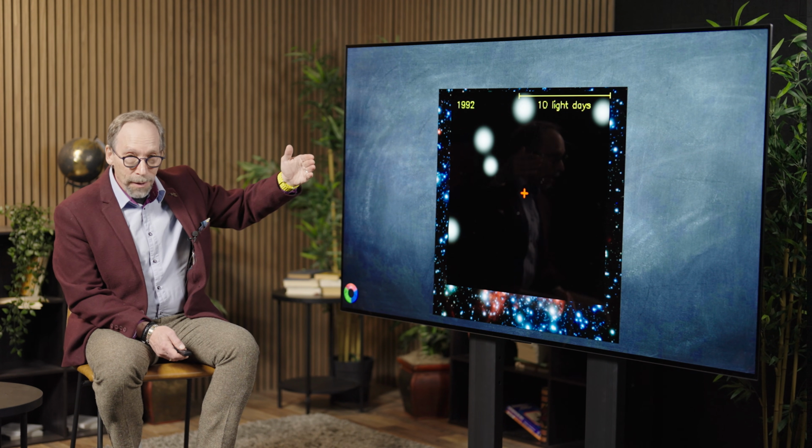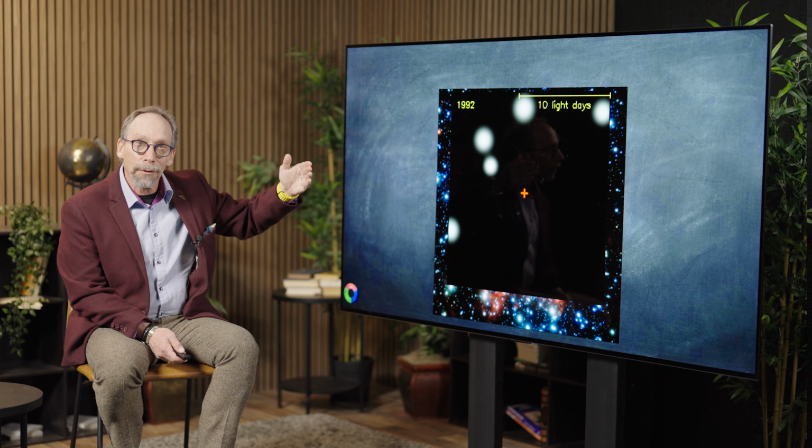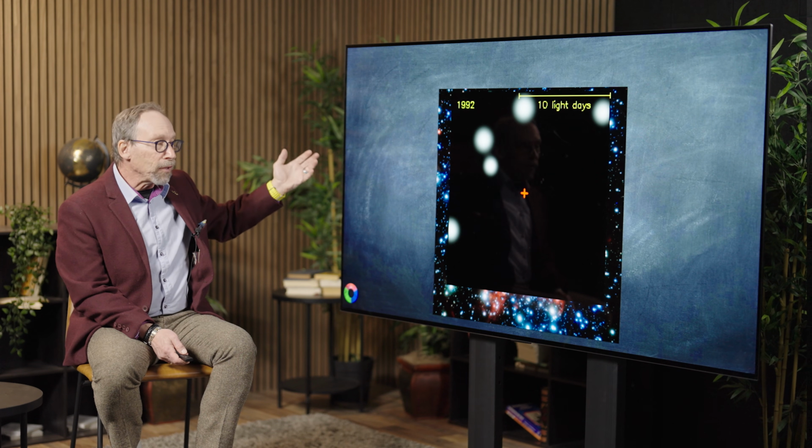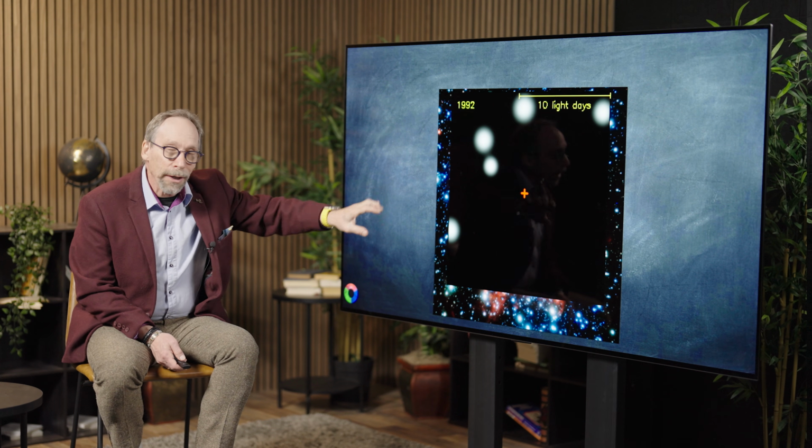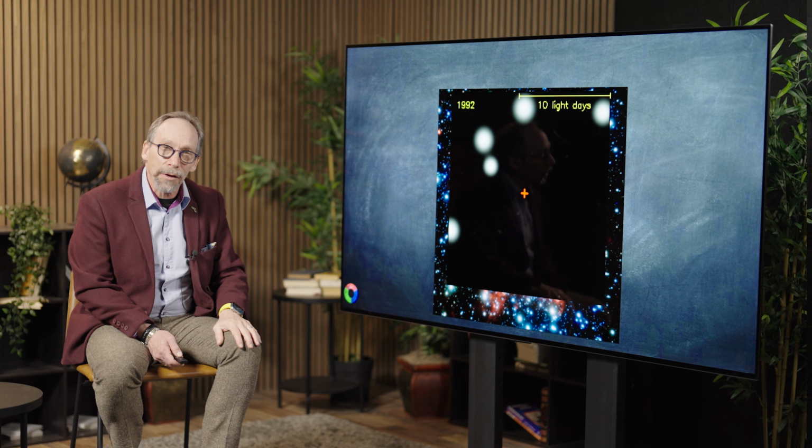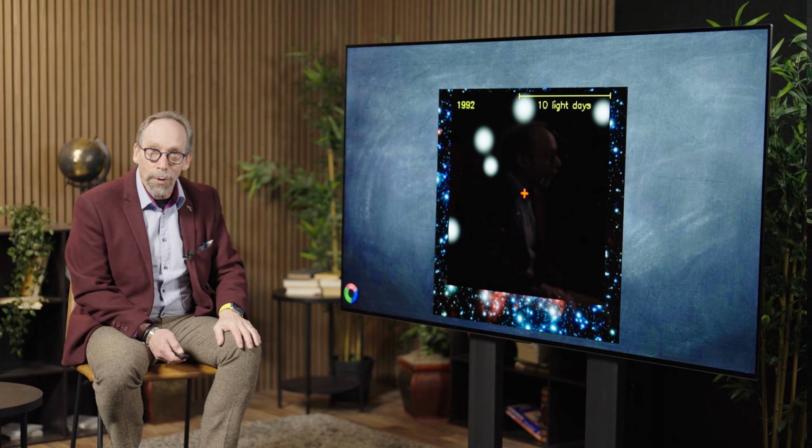Now, techniques that have allowed us to get a visual image of a black hole in a distant galaxy are being used to try and get a visual image of the black hole at the center of our galaxy, which would be quite fascinating.